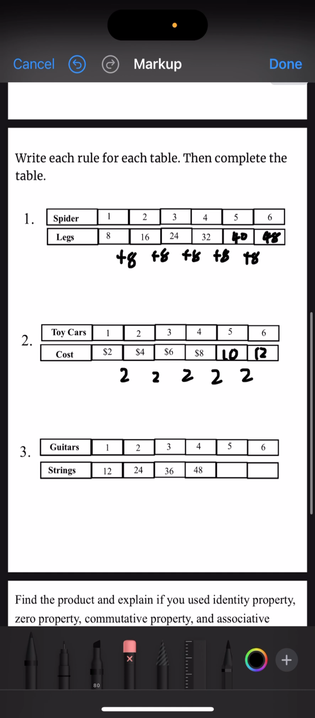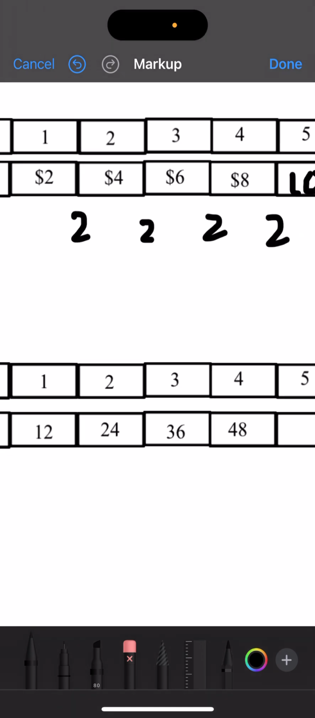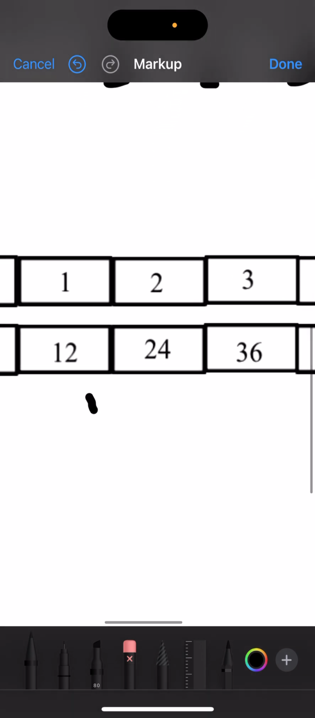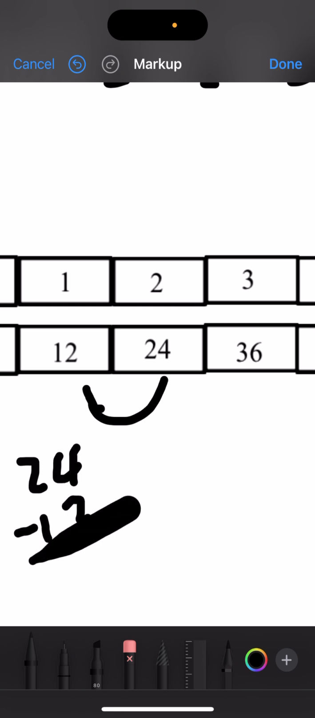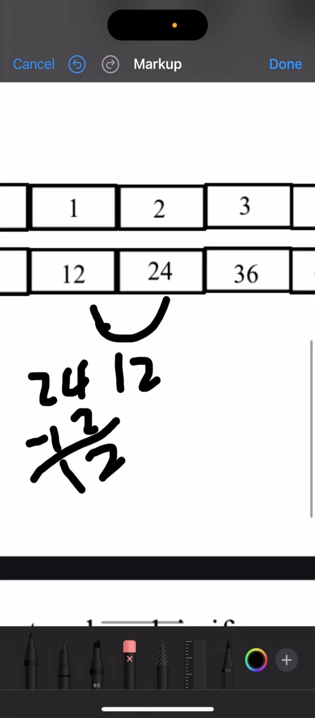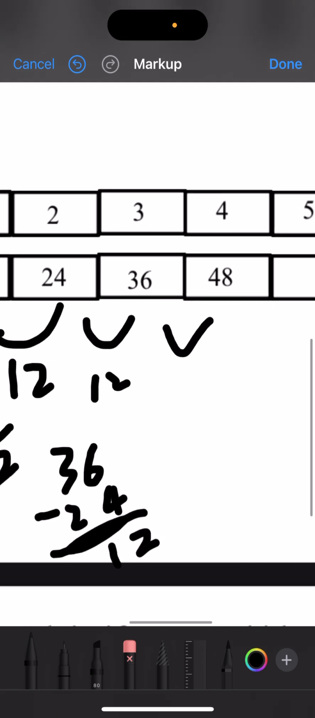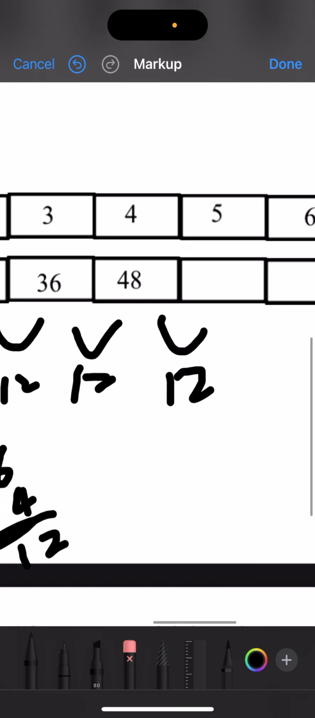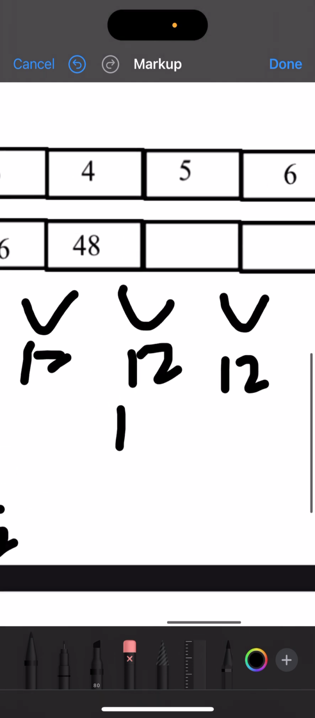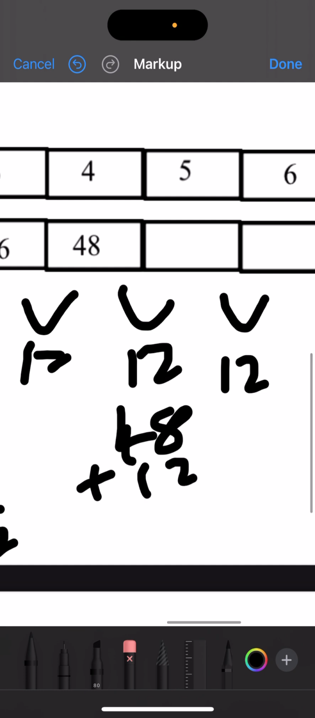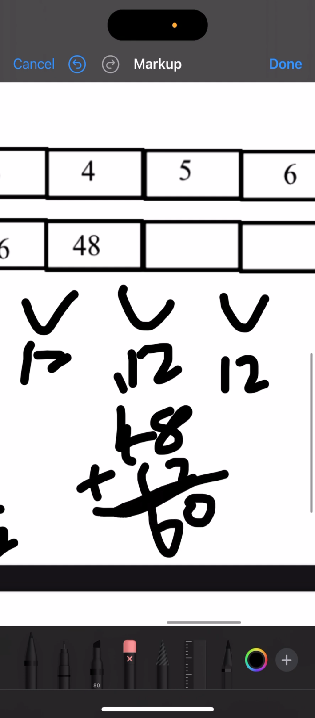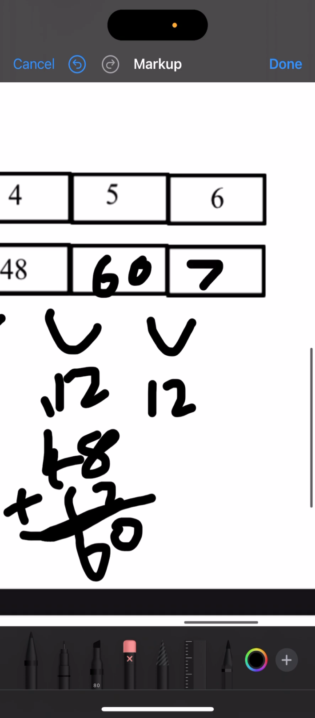Okay, so we're dealing with guitars and strings. And from 12 to 24, we go up. We could do a subtraction, and we get 12. And from 36 to 24, we also get 12. Seems like this is the pattern for this case. And 48 plus 12, we get 60. And 60 plus 12 is 72.